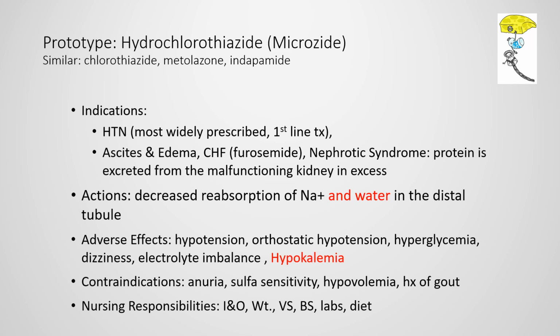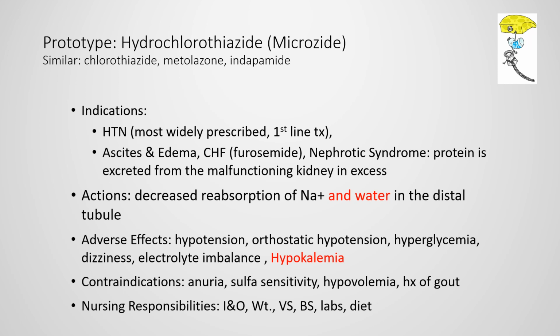Okay, nursing responsibilities. Well, definitely if you're using a diuretic, ins and outs are really important. How much is someone receiving as IV fluids, oral fluids, and then how much output is there? Daily weights is often important. Someone with congestive heart failure where we're removing fluid from their system with diuretics, we want to know their daily weights to see how many pounds they're losing per day or per week.